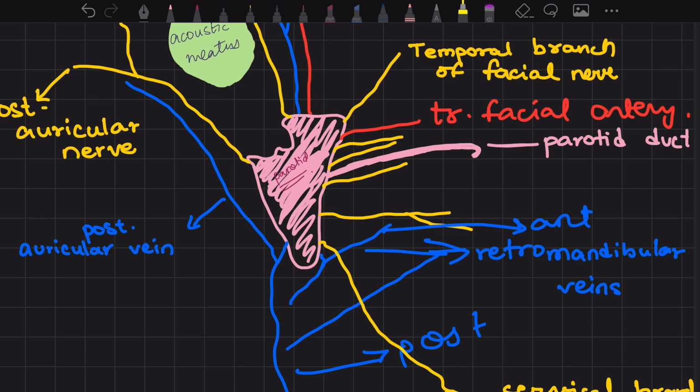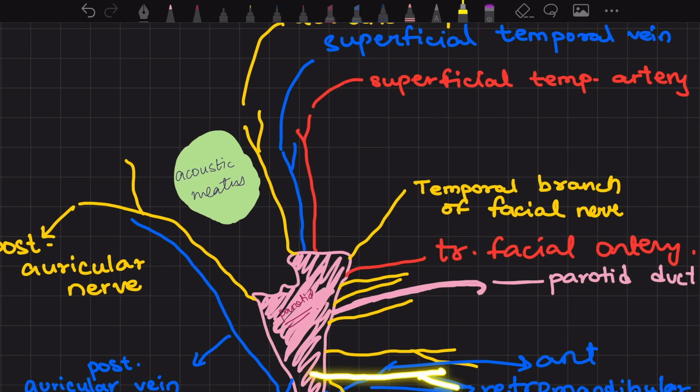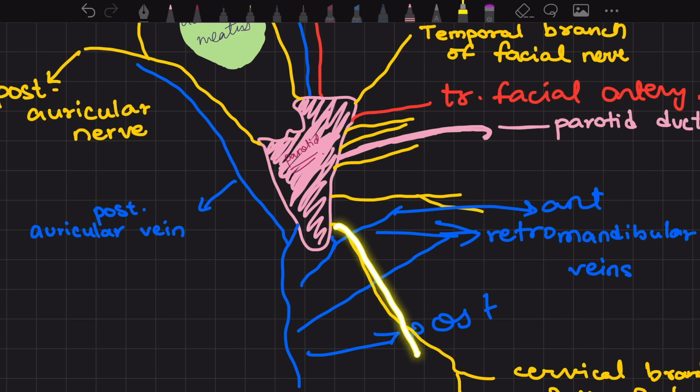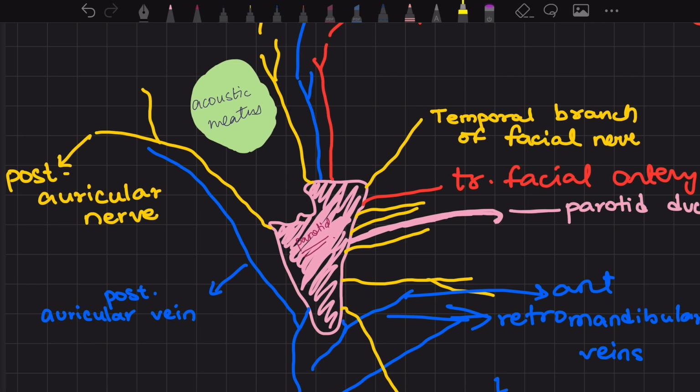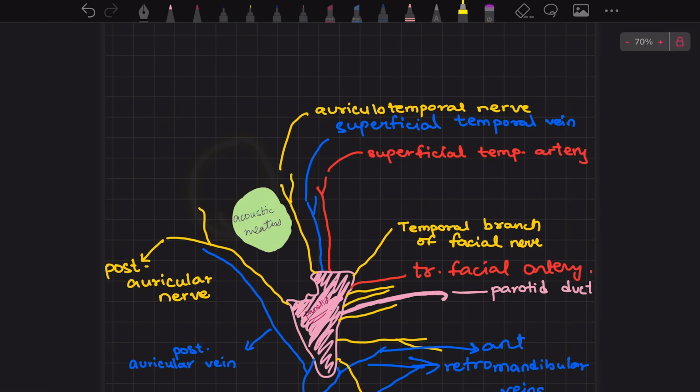Let us revise the nerves once again, since there are a lot of nerves. Firstly we saw the auriculotemporal nerve, then the temporal branch, then the zygomatic branch of the facial nerve, then the upper buccal branch followed by the lower buccal branch of the facial nerve. Then we have the mandibular branch, and then the cervical branch of the facial nerve. Then we have one more nerve remaining over here, the posterior auricular nerve. The auriculotemporal and the posterior auricular nerves are present surrounding the acoustic meatus.